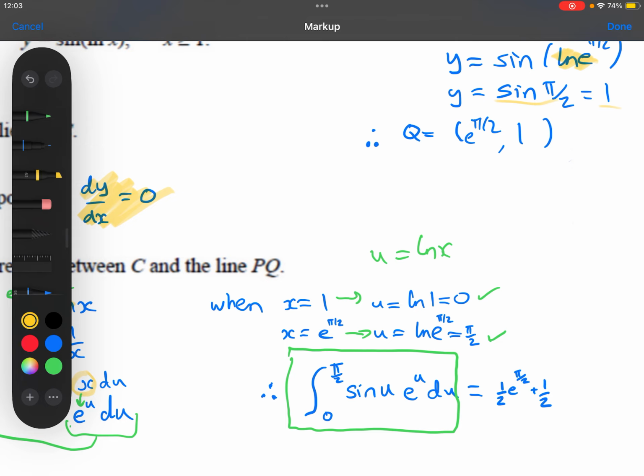Now, unfortunately, this is a very difficult integral to do. I can see that it's a product of two functions. It's a product of sine u and e to the power u. Because it's a product, I'm thinking that I could do integration by parts on it. The problem with this, as we're going to see, is that when we do integration by parts on this, it doesn't turn out nicely. Let's go to the next slide.